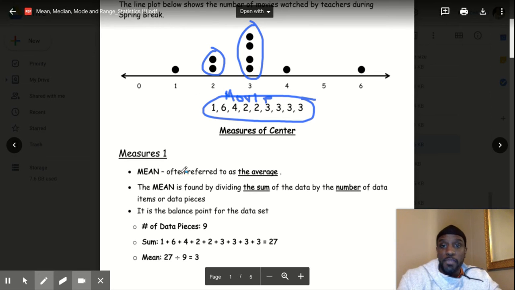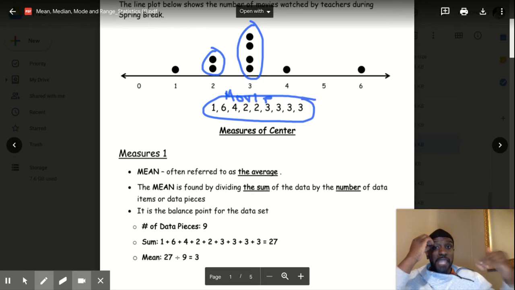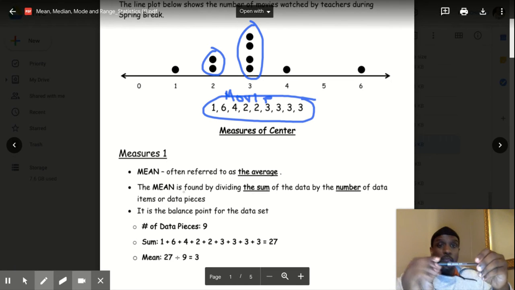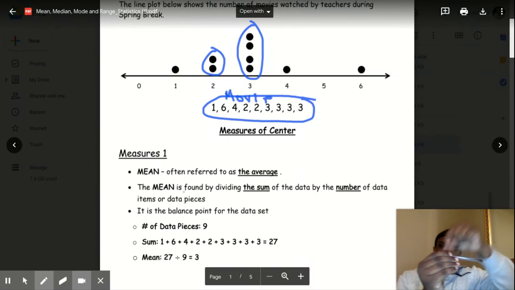Now, the mean is often referred to as the average. The mean is found by dividing the sum of the data, so you add up the data, and you divide it by how many data items you have. Also, the mean is the average, or the balance point for a data set. So imagine I was trying to balance this pen. Imagine I had a bunch of numbers over here, a bunch of numbers over here.